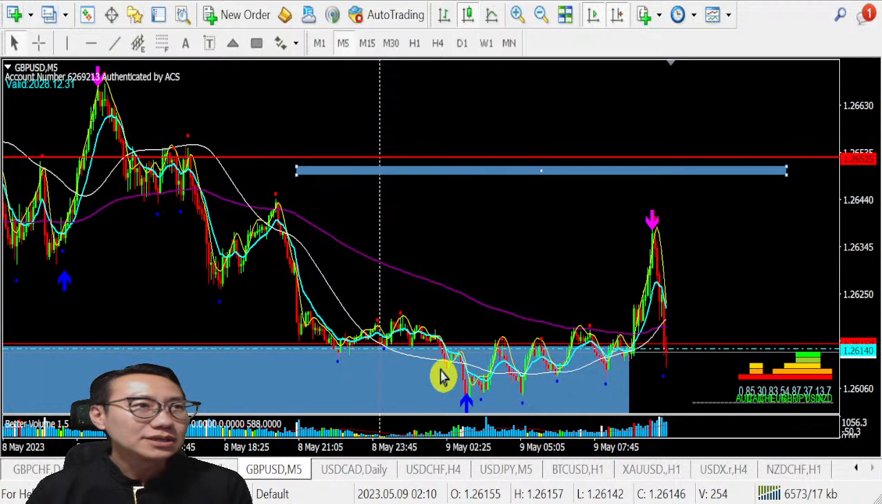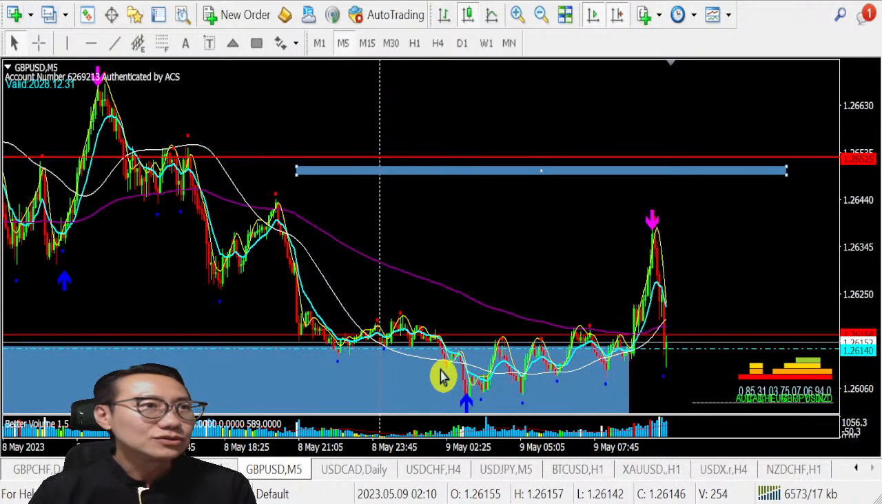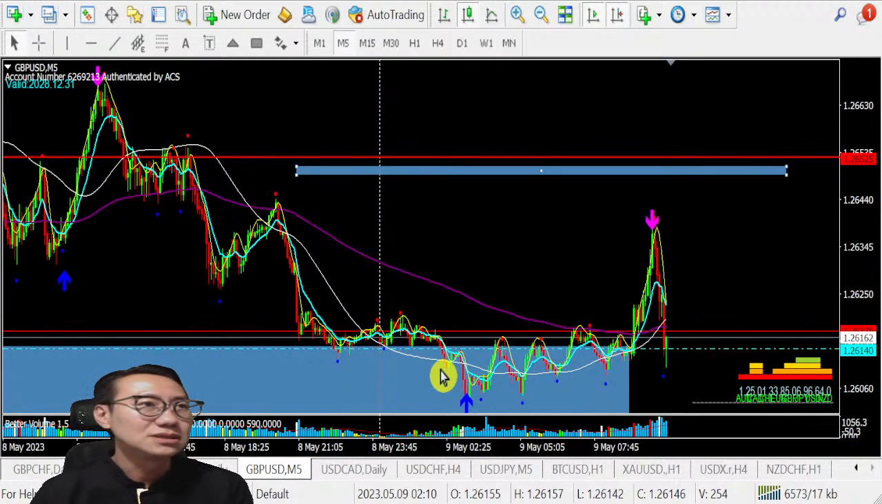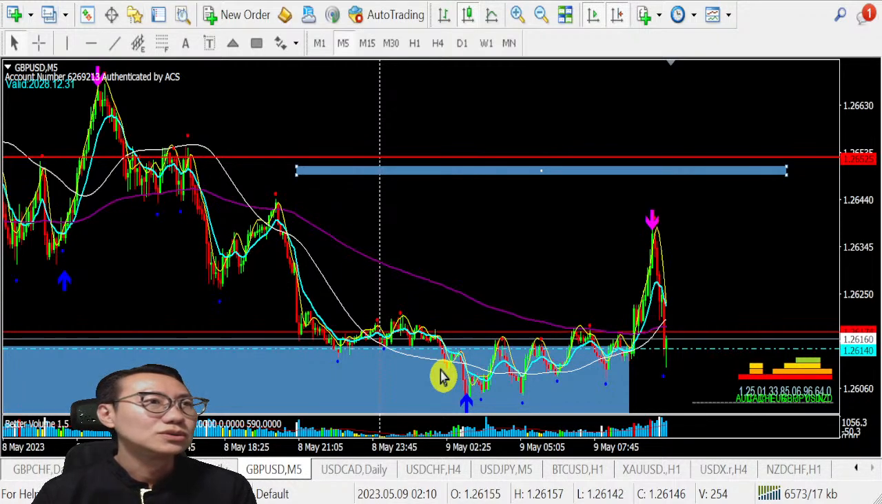The bank holiday yesterday was so exciting, but today it looks like more onto the boring side. Many currency pairs were actually coming into where it's supposed to buy and sell.